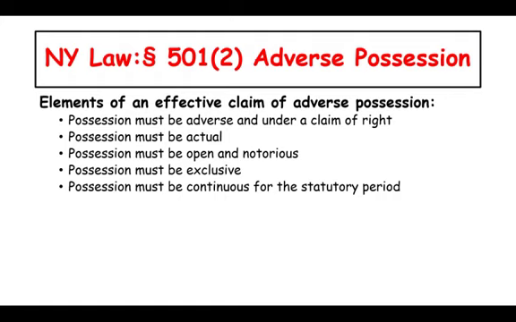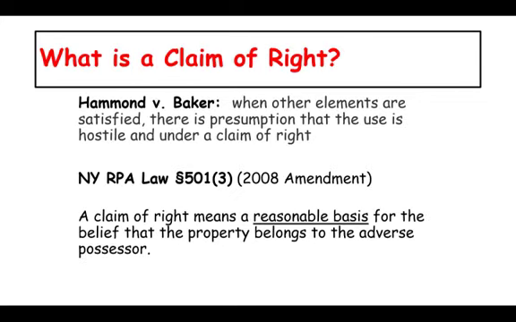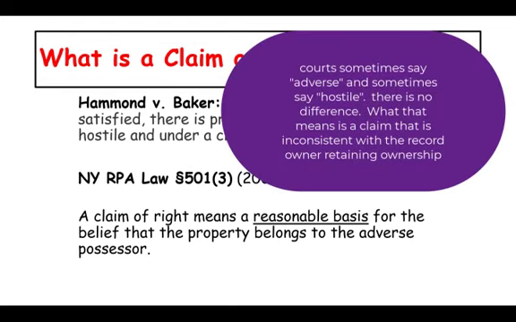We're going to bracket that because next class, when we talk about the doctrine of tacking, we're going to talk about what it means to say that possession is continuous, because that can be a little bit complicated. And now the one that I skipped as we were talking, possession must be adverse and under a claim of right. That's the one that seems like it should be the hardest, but actually isn't. In Hammond v. Baker, which I asked you to read, you see that the court says that they will assume that the use is hostile and under a claim of right if the other elements are satisfied.